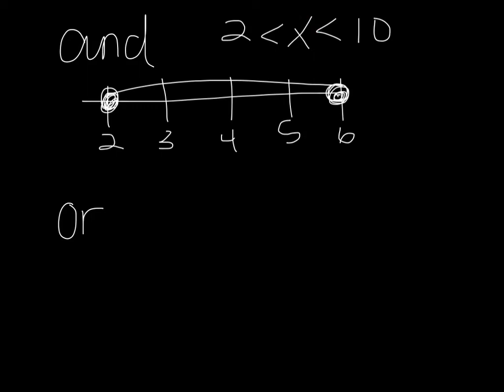So like before, when we had an inequality, our solutions were infinite. When we have an AND compound inequality, our solutions are just going to be between two different numbers. So in this case, our answers would be between 2 and 6.